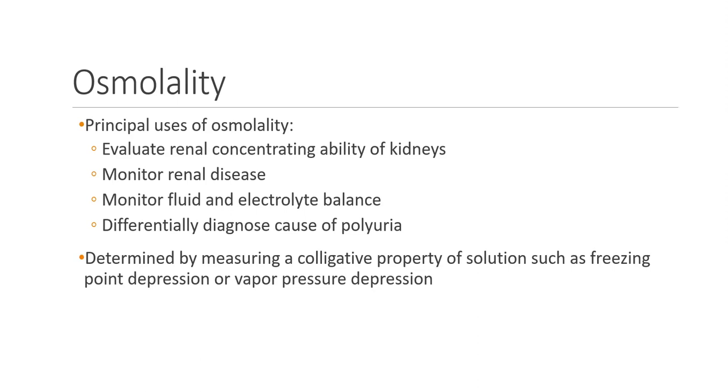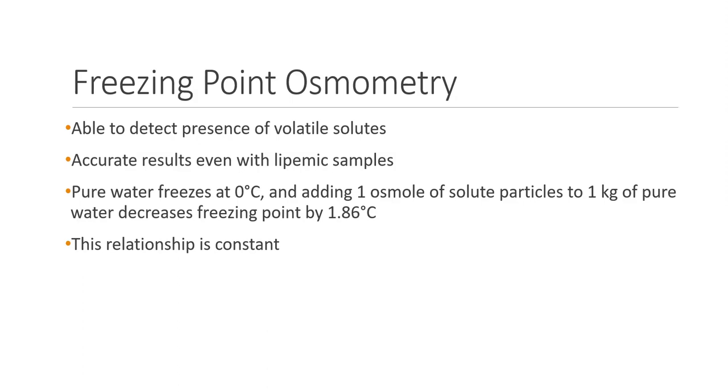So we get an abnormal specific gravity. This may be a test the physicians will order in order to investigate causes as well as monitor treatments and therapies. It's determined by measuring a colligative property of solutions such as freezing point depression or vapor pressure depression. Freezing point osmometry has the ability to detect the presence of volatile solutes, and these are solutes that once they're exposed to the air can dissipate very rapidly.